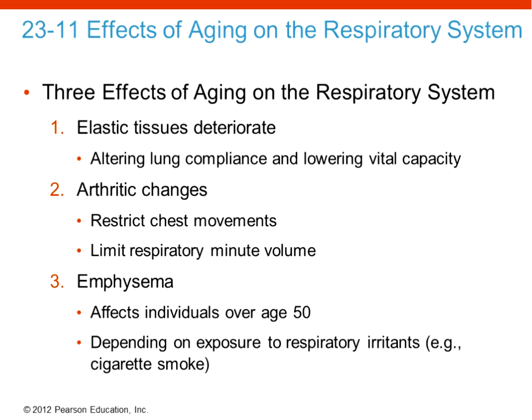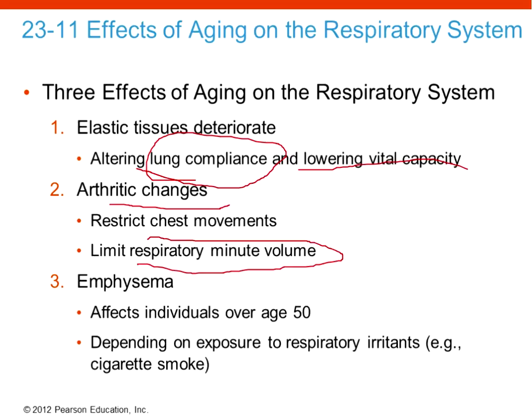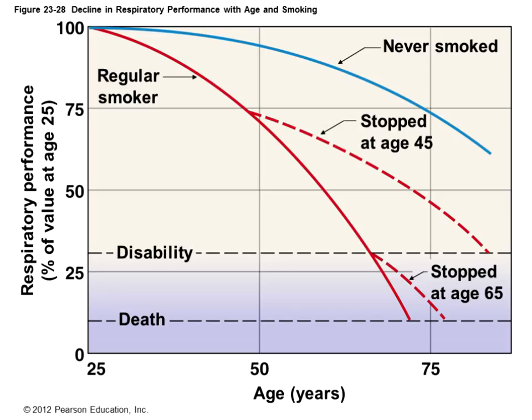There are some effects of aging on the respiratory system. Over time, elastic tissues deteriorate, and so lung compliance and vital capacity can be impacted. Arthritic changes, right? Our chest can't expand as much, so that's obviously going to limit respiratory minute volume. And then emphysema, of course, which can happen in individuals over 50, depending on exposure to like smoke and other types of things, can lead to emphysema.